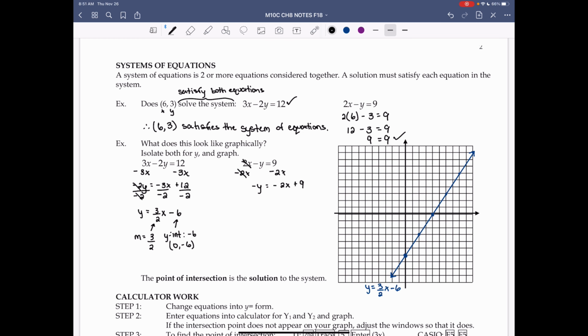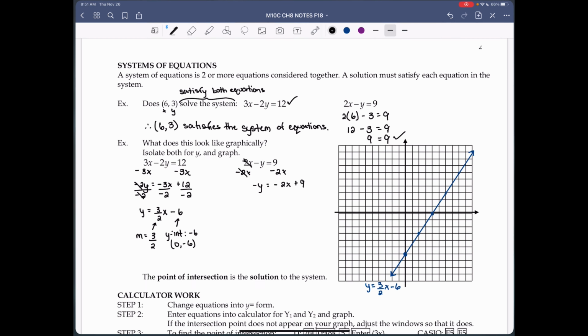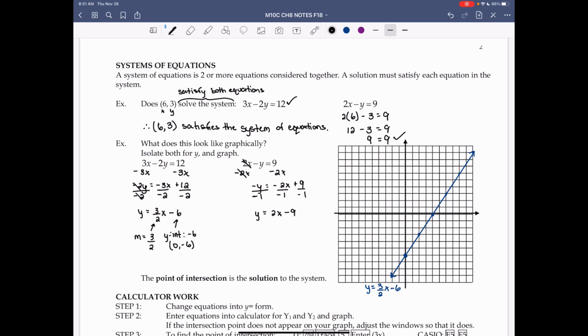I have negative y, but I want positive y. So I'm going to divide everything by negative 1. You can also multiply everything by negative 1. You'll get the same result. Negative 1y divided by negative 1 is positive y. Negative 2x divided by negative 1 is just positive 2x. And positive 9 divided by negative 1 is just negative 9. So dividing or multiplying by negative 1 just switches the sign of all your terms.